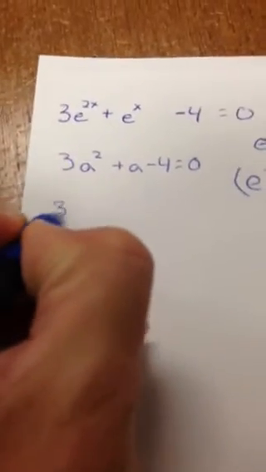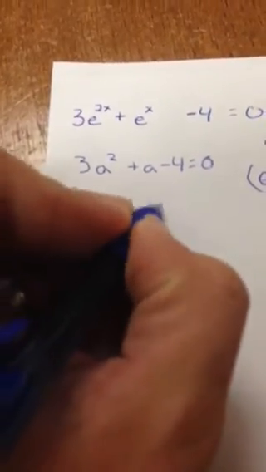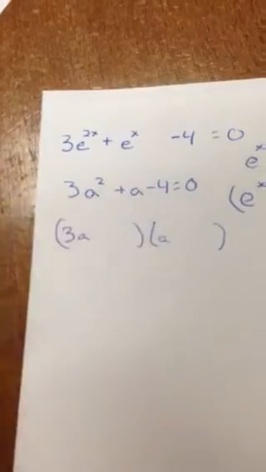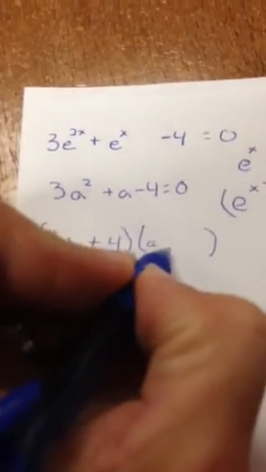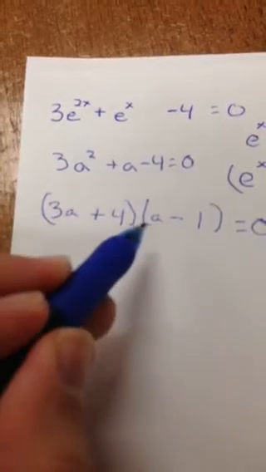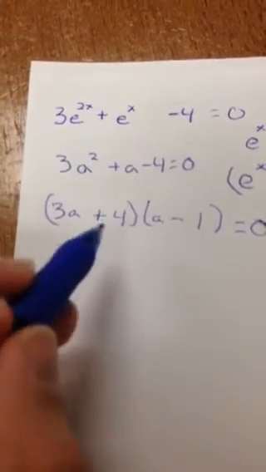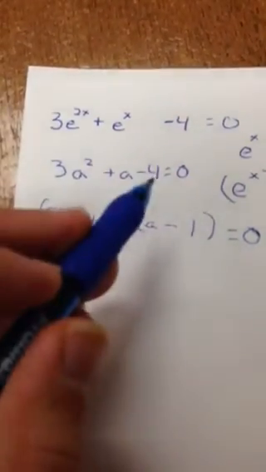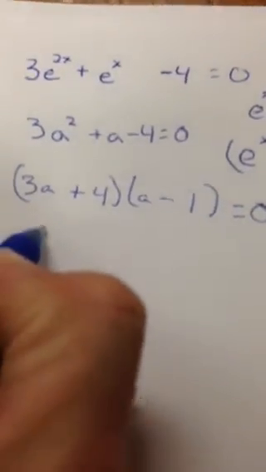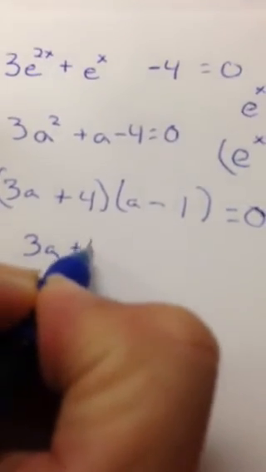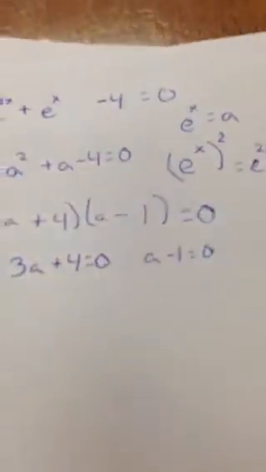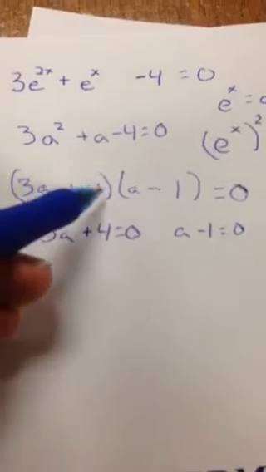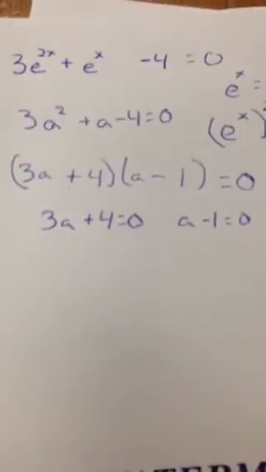So we can do 3a and a, and then we're going to go plus 4 and minus 1. You'll notice 3a times a is 3a squared, 3a times negative 1 is minus 3a, plus 4a gives us a, and 4 times negative 1 is negative 4. Now we have 3a plus 4 equals 0, or a minus 1 equals 0. One of these multiplies by the other to get 0, so one of these two has to be 0 to give us 0 as a result.